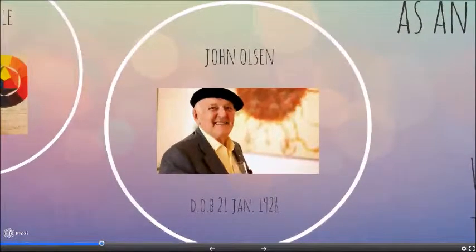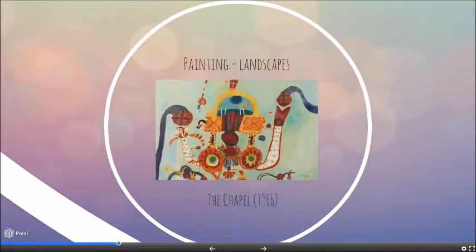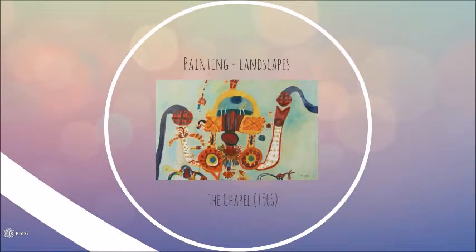Our second artist is John Olson, date of birth the 21st of January 1928. Olson was known for his painting of landscapes. In this image, The Chapel 1966, you can see how Olson has used line and color to create a vibrant image of a chapel.